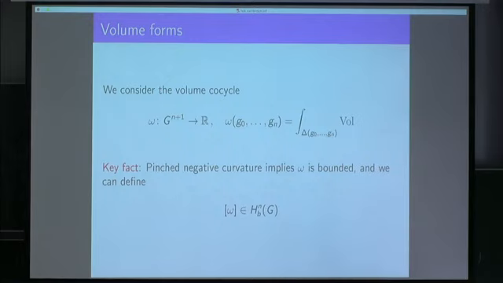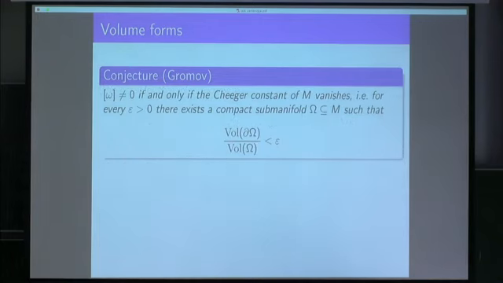When is this class non-trivial? There is a conjecture by Gromov which says that this class is non-trivial if and only if the manifold is closed at infinity, which means that it has vanishing Cheeger constant. This means that we can take bigger and bigger compact submanifolds with boundary, such that the volume of the boundary of these submanifolds divided by the volume of the submanifold goes to 0.